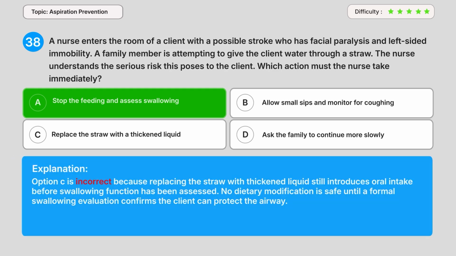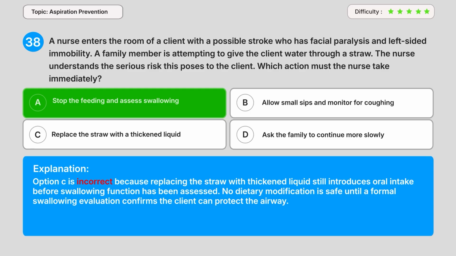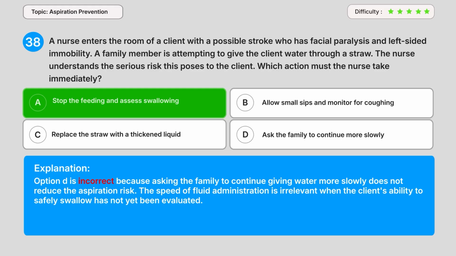Option C is incorrect because replacing the straw with thickened liquid still introduces oral intake before swallowing function has been assessed. No dietary modification is safe until a formal swallowing evaluation confirms the client can protect the airway. Option D is incorrect because asking the family to continue giving water more slowly does not reduce the aspiration risk. The speed of fluid administration is irrelevant when the client's ability to safely swallow has not yet been evaluated.